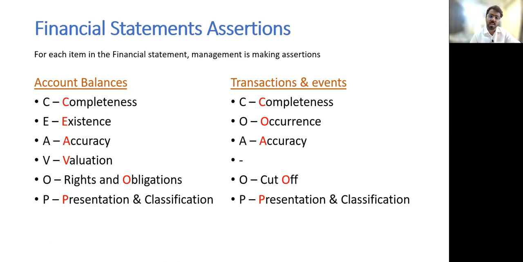Accuracy is accuracy. O is cutoff. O has been changed. Valuation is not present. And P is the same, presentation and classification. So if you remember CVOP, remembering P&L items will be very easy.